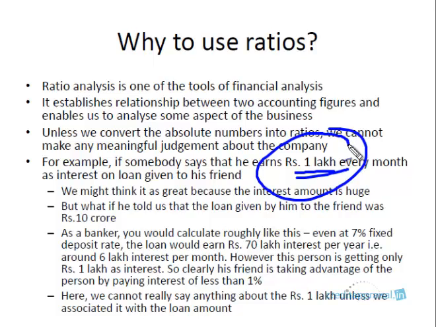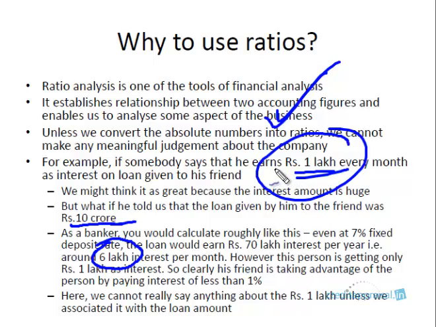You think it is great, but great is a very subjective term. If he told you that the amount of loan he has lent to his friend is 10 crores, you would not feel that great about this 1 lakh. Had he deposited 10 crores in a bank fixed deposit at zero risk, he would have earned say 7%. That means 70 lakhs per year, and every month around 6 lakhs. Just by depositing in a bank, he would earn 6 lakhs, whereas his friend is giving only 1 lakh. So his friend is clearly taking advantage of this person by paying a very low interest.